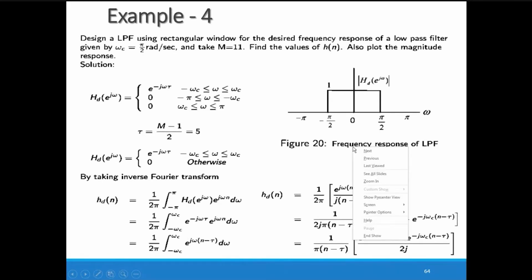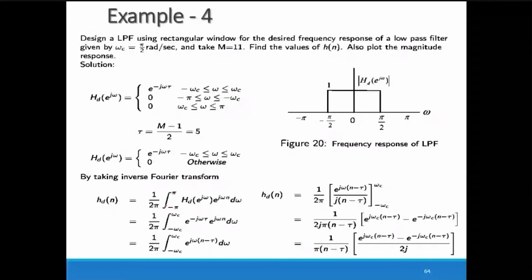So just a second. hd n is equal to 1 upon 2 pi. Just a second. Any queries there?